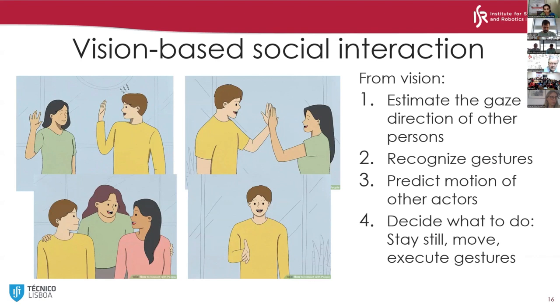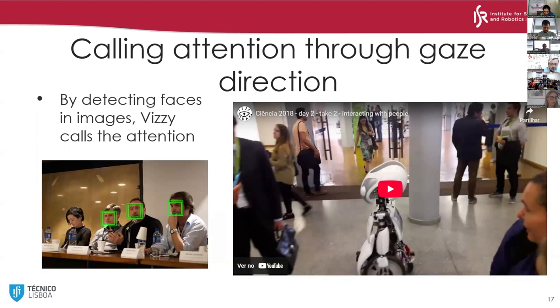Those non-verbal communication cues that we detect from vision actually lead us to execute the interaction actions. So from vision, we can estimate the gaze direction, recognize the gestures, and predict the motion of other actors. And according to that, we decide what to do. We also want our social robot to do that. So, from a play point of view, we want to replace one of the persons by the social robot.